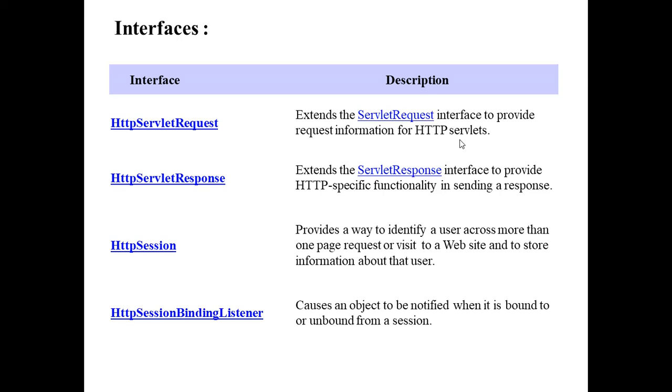Then the fourth interface is HTTP session binding listener. This interface tells the object about its binding with the particular session. So the HTTP session binding listener simply binds the particular object with the session, and it causes an object to be notified when it is bound to or unbound from a session. So these four are the interfaces of the javax.servlet.http package. Let us see all these interfaces one by one in detail.